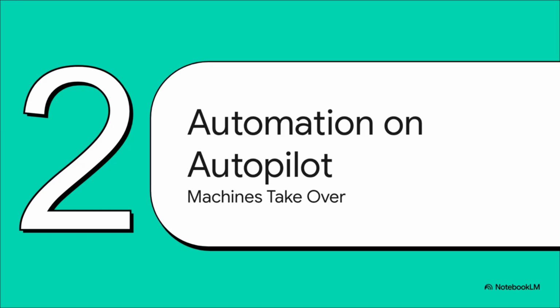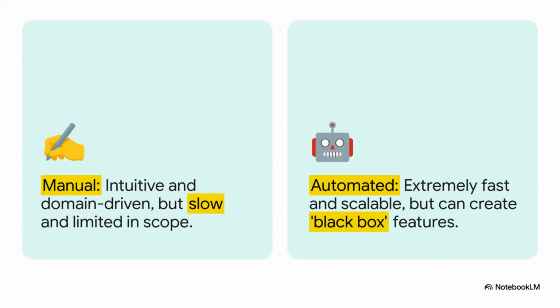But here's the thing. In today's world, with the insane amount of data we generate, trying to handcraft every feature is like trying to empty the ocean with a teaspoon. It's just too slow. To have any chance of keeping up, finance had to call in the machines and put feature creation on autopilot. And this shift creates a really interesting trade-off.